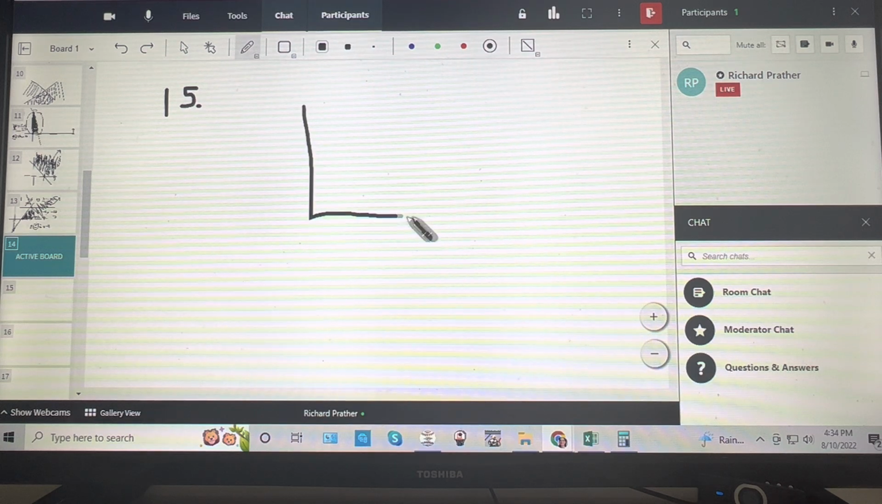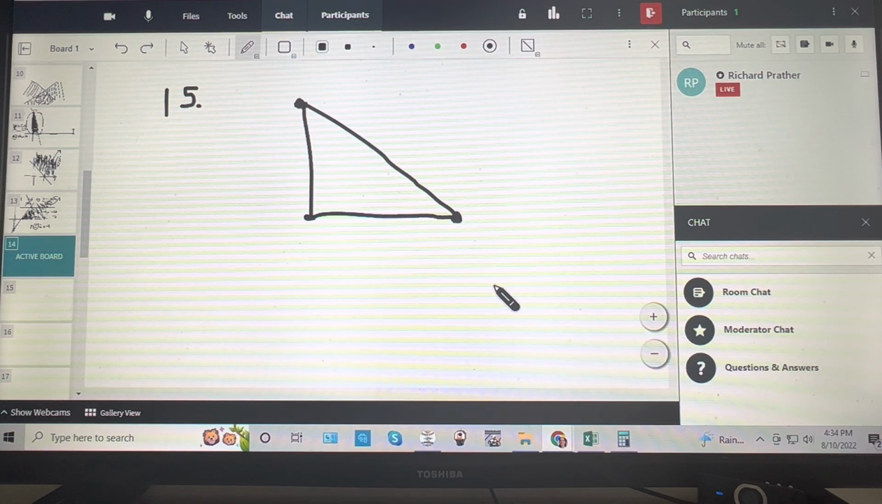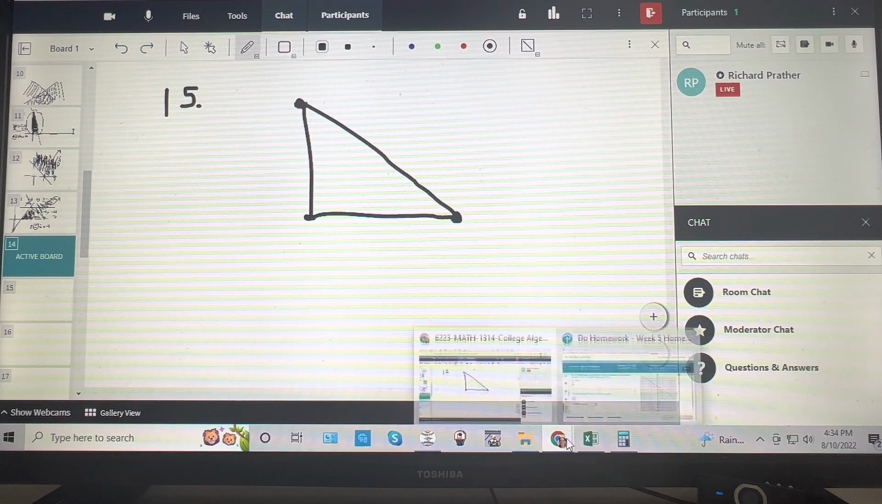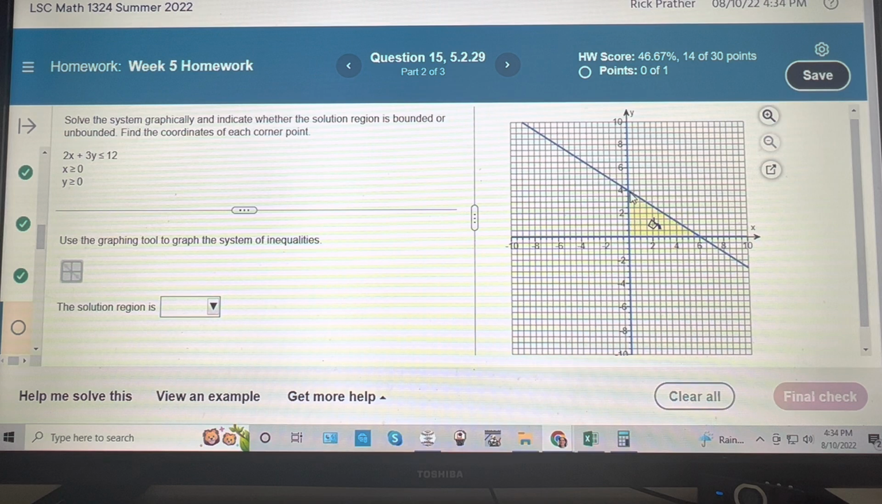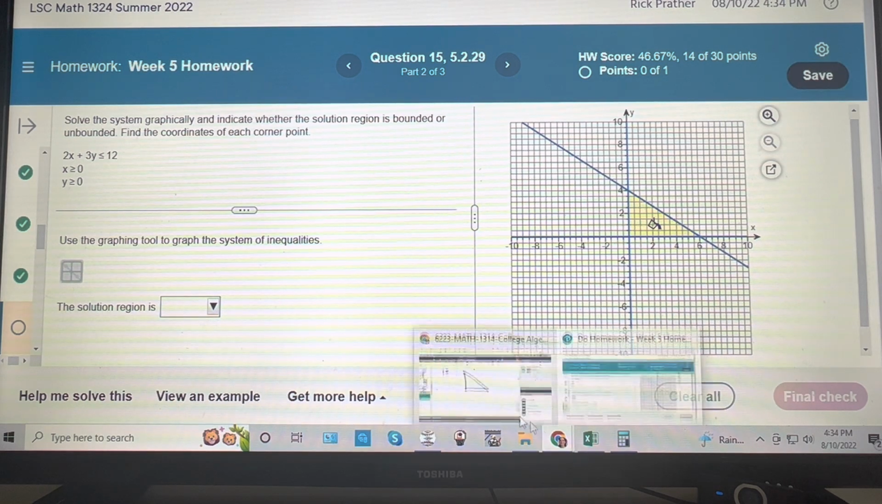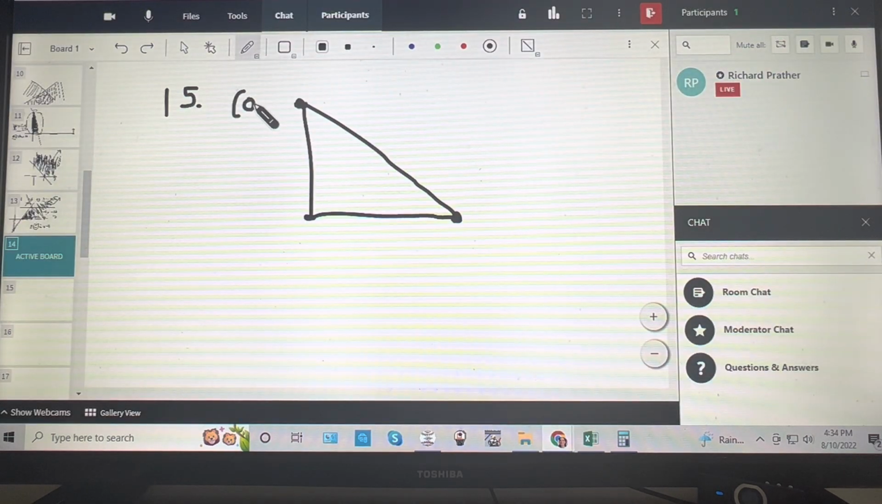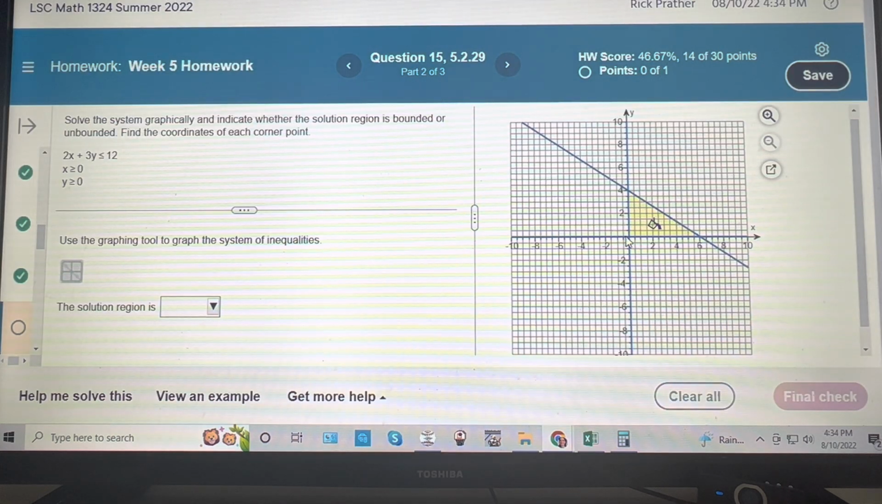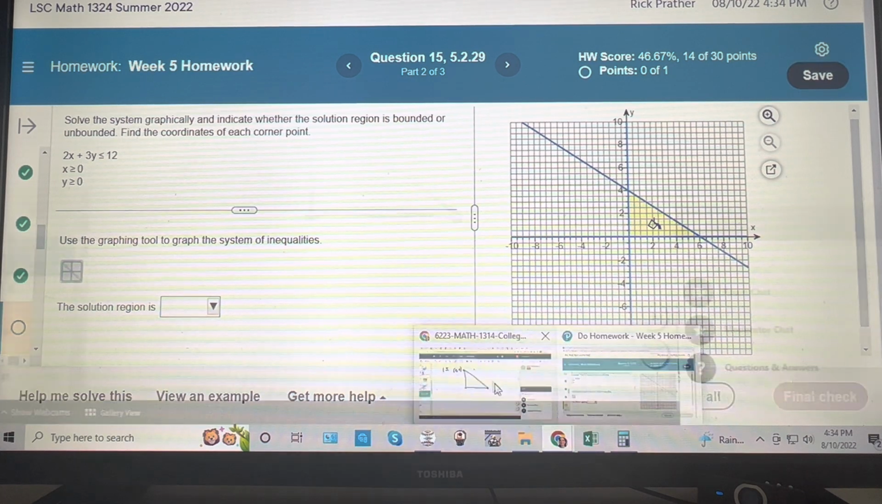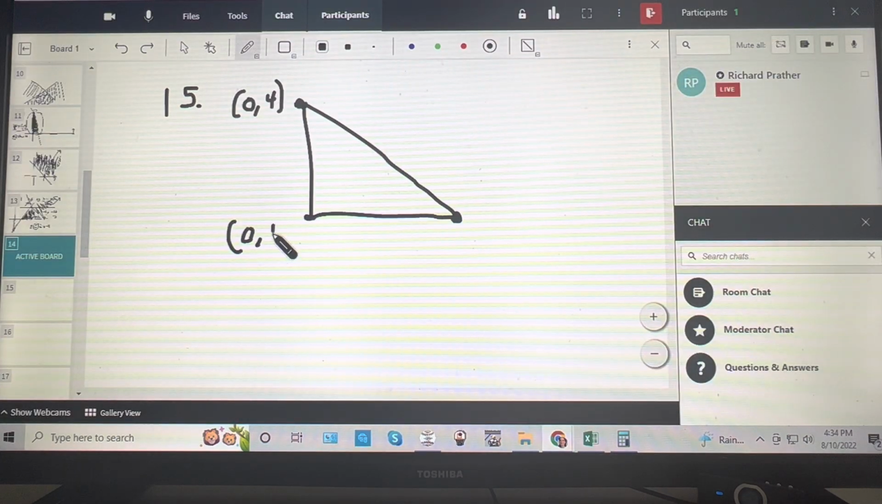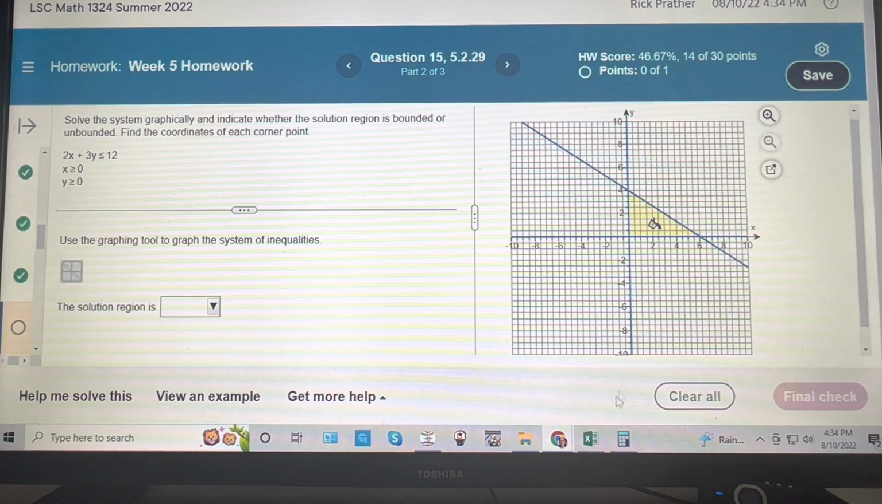So my shaded area is a triangle. There are 3 corner points. This one, and this one. And they're all very easy to see on the graph. Sometimes if you get multiple lines going on, they're a little hard to tell, but this is when they're all easy. This one is 0, 4. This is clearly 0, 0. And that one is 6, 0.